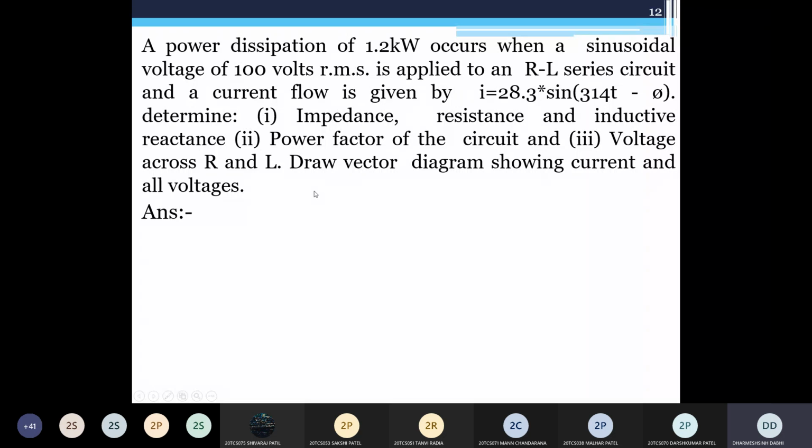All these things we have learned in the theory also: how to draw the vector diagram for the series RL circuit. So after finding all these values, finally you draw the vector diagram showing the current as well as the voltage drop across all these elements.